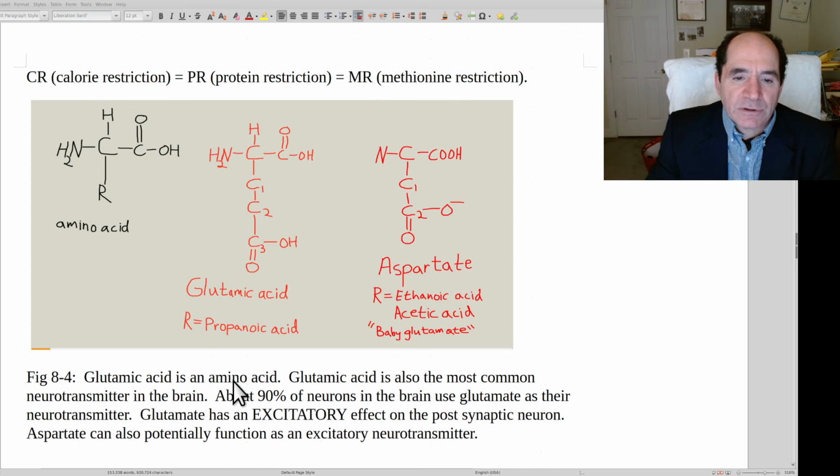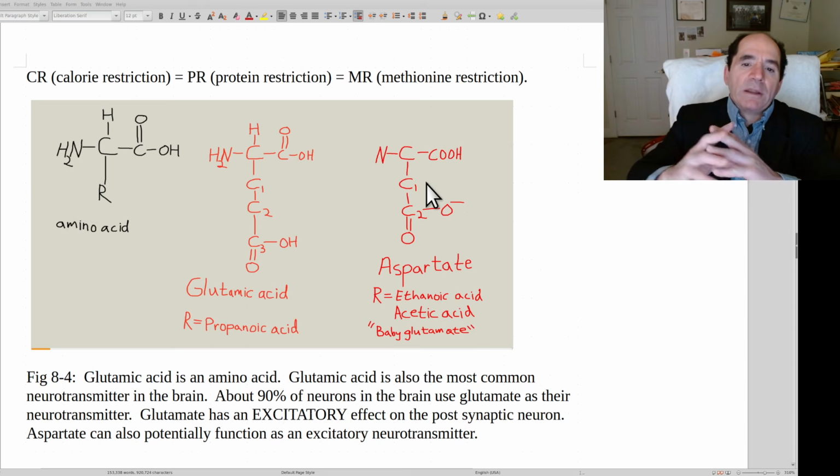Okay, glutamic acid is an amino acid. So here's the glutamic acid, and of course here's the stuff. It's always going to have an amino group, always going to have a carboxylic acid, always going to have a hydrogen. So here's the variable, the R group, and it's got 3 carbons and then a carboxylic acid thing. So it's kind of like a propanoic acid is attached to it. Aspartate is really almost the same thing, except it's only got 2 carbons instead of 3. So I sometimes think of that as baby glutamate, and that's also an excitotoxin.